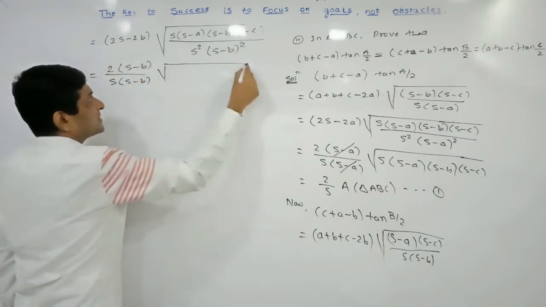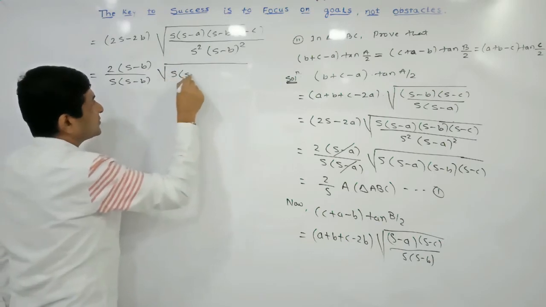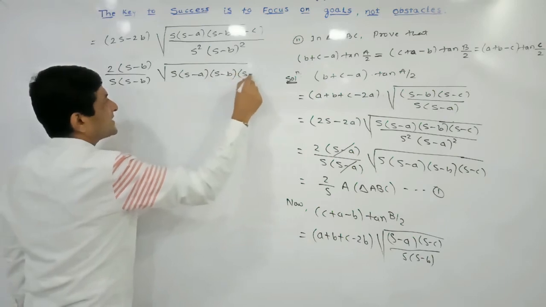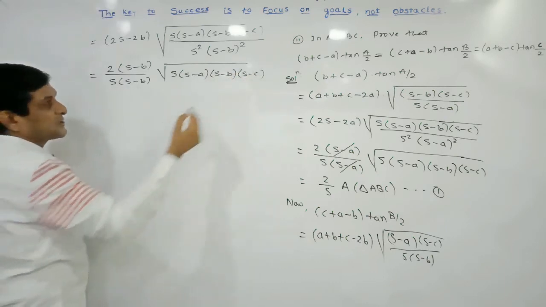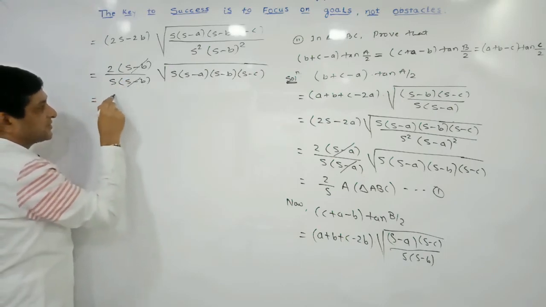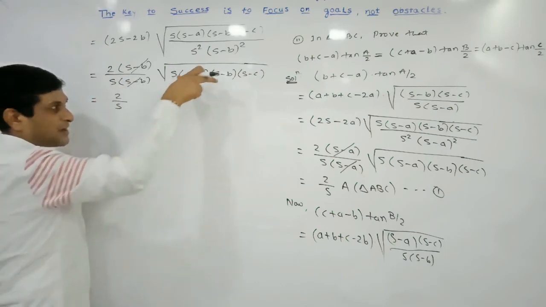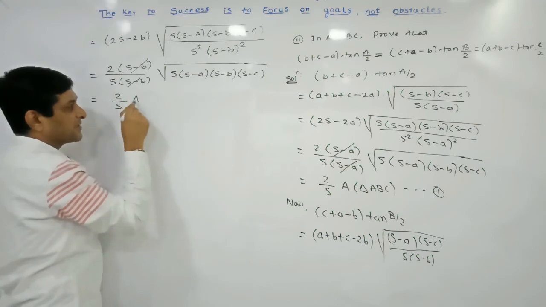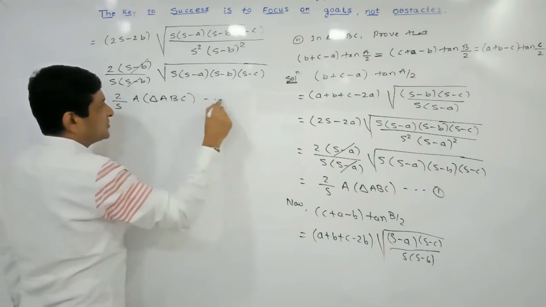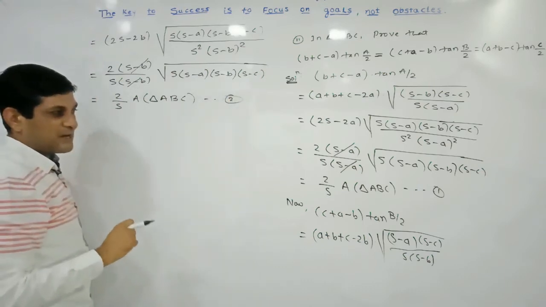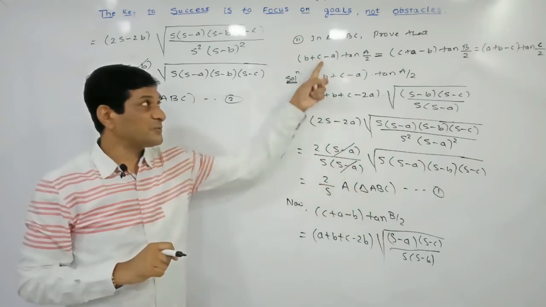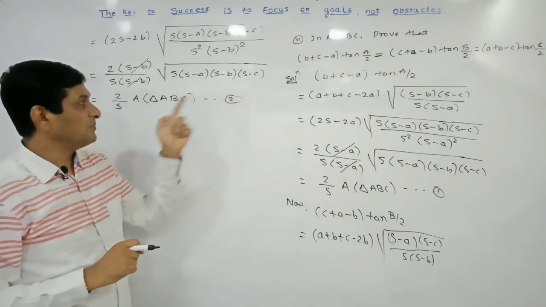Write down the remaining terms in the root, that is s into s minus a into s minus b into s minus c. Okay. So here s minus b and s minus b will get cancelled. 2 upon s, keep it as it is. According to Heron's formula, this is nothing but the formula of the area of triangle ABC. Let us denote it by equation number 2. We can observe that whatever the value of the first expression we have got here, the same will be the value of what?